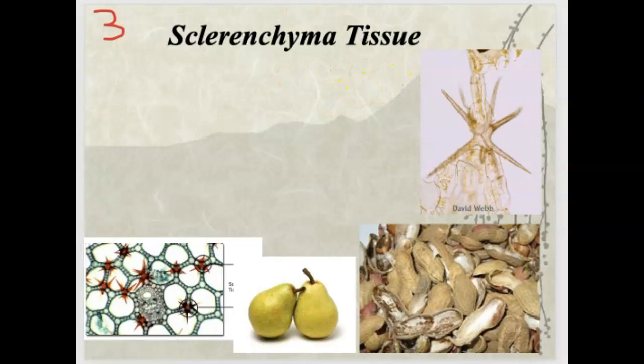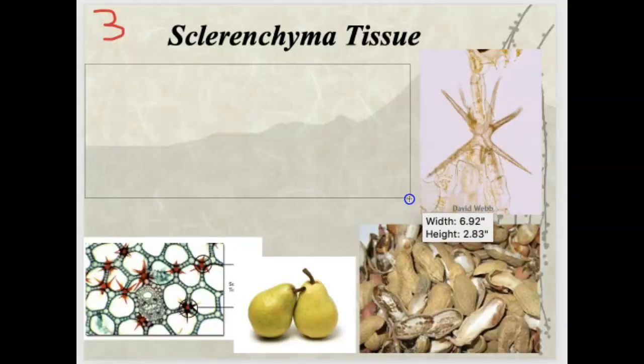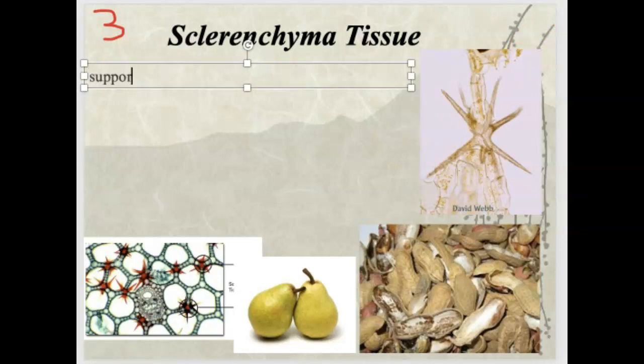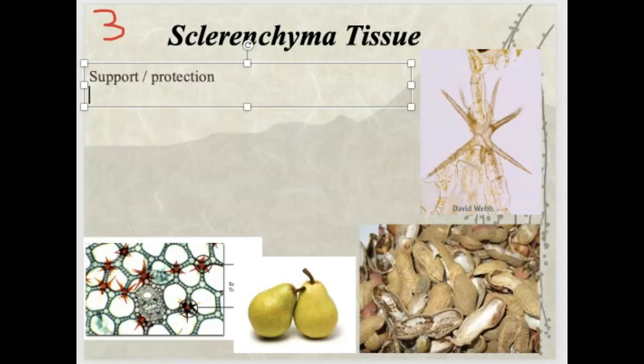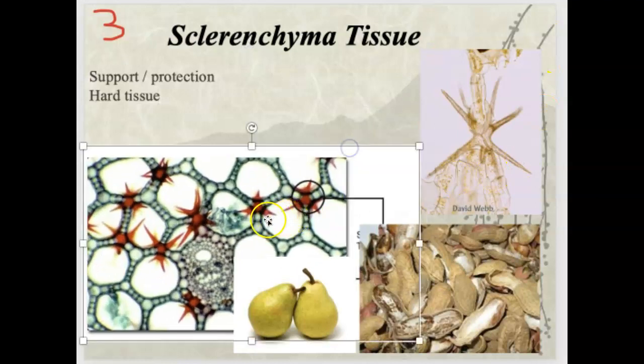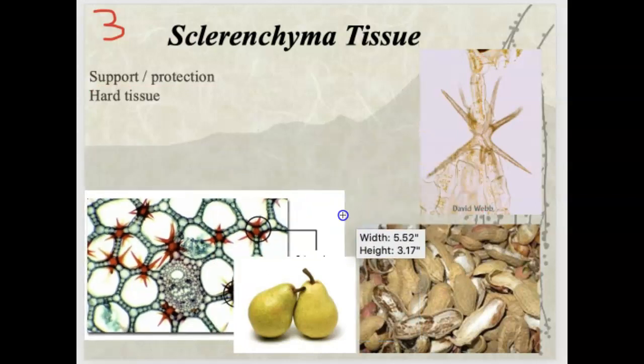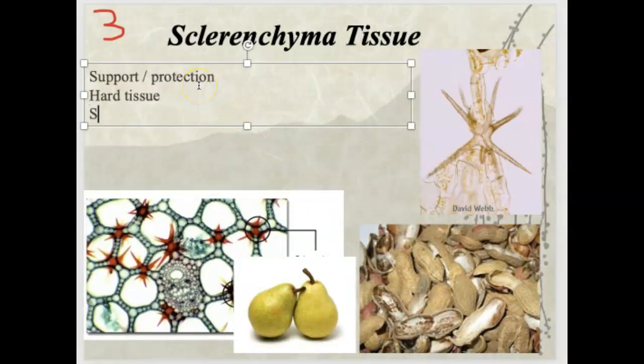Sclerenchyma tissue is a very, very specialized tissue type found within different plant cells. Its primary role is to provide support. It can also provide some level of protection. It's going to be a very hard type of tissue. So these little red star-like things down here, these are sclerenchyma tissues. They're what we call sclereids. It's a specialized type of sclerenchyma tissue.